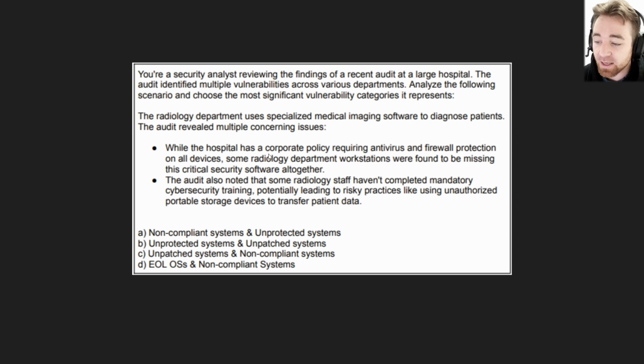While the hospital has a corporate policy requiring antivirus and firewall protection on all devices, some radiology department workstations were found to be missing this critical security software altogether. And the audit noted that some radiology staff have not completed mandatory cybersecurity training, potentially leading to risky practices like using unauthorized portable storage devices to transfer patient data.